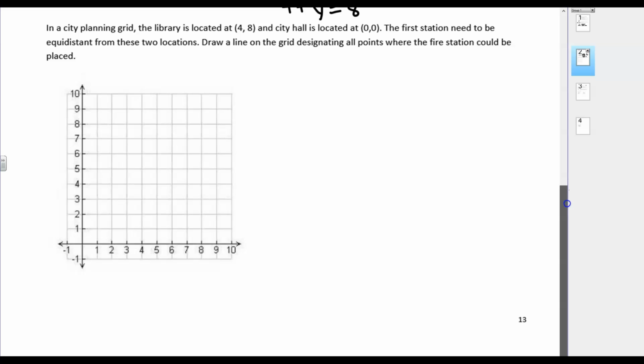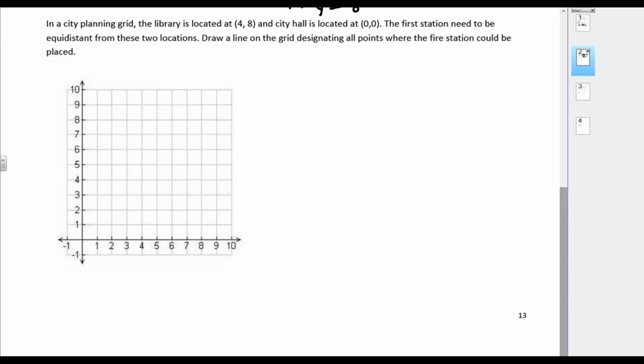All right, let's look at one more example. We're going to look at a city planning grid. The library is located at point (4, 8) on my city planning grid. So I'm going to put a point at (4, 8), which is way up here. And City Hall is located at (0, 0). So down here is City Hall. I'm going to call that C. So I've got Library L and City Hall C.